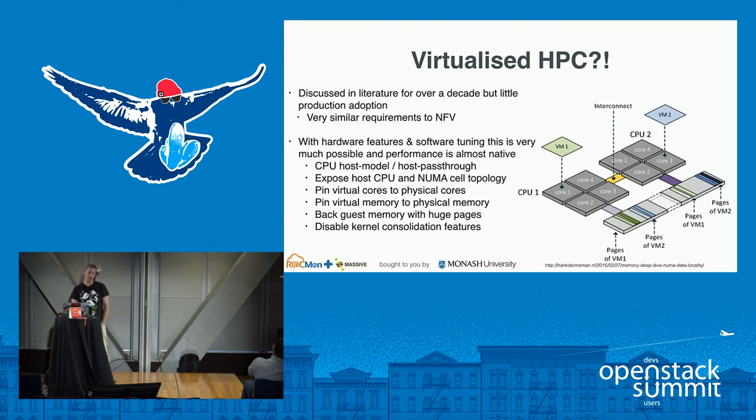And fortunately now, OpenStack makes it pretty easy to do all of this. So we use, for example, just image properties to select the NUMA topology and pinning and so on that we want. And that gets passed down to Nova on the host to appropriately set up libvirt to pin. And there's, of course, a few other features to disable on the host as well. You probably don't want to be overcommitting memory and that sort of thing.